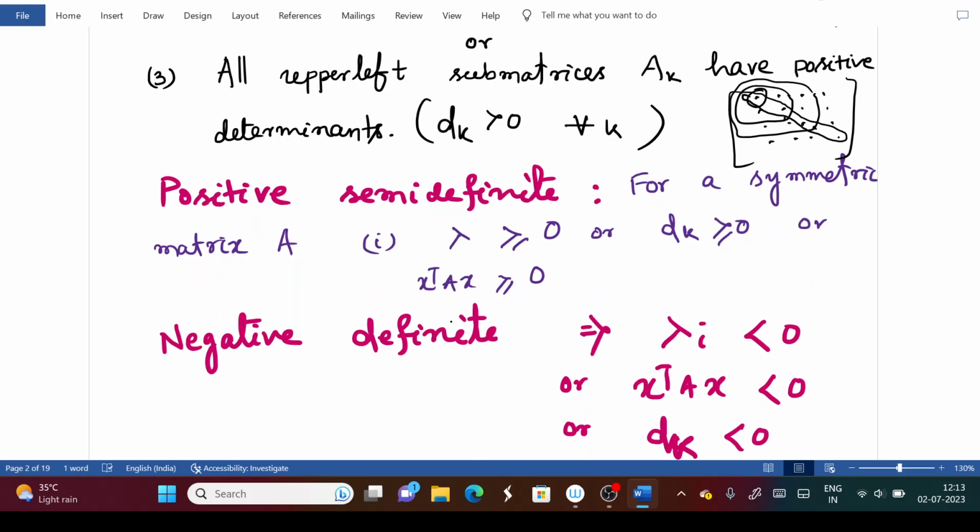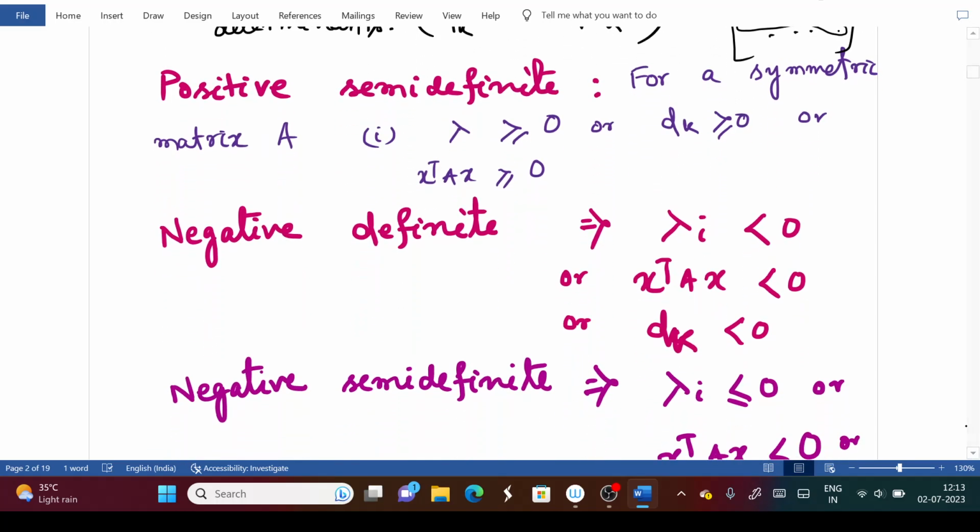Here are the conditions. Positive semi-definite means that when verifying with eigenvalues, all eigenvalues are non-negative, either positive or zero. It allows lambda greater than or equal to 0, or the determinants dk greater than or equal to 0. That means some of them are positive and some are 0, then it is positive semi-definite.